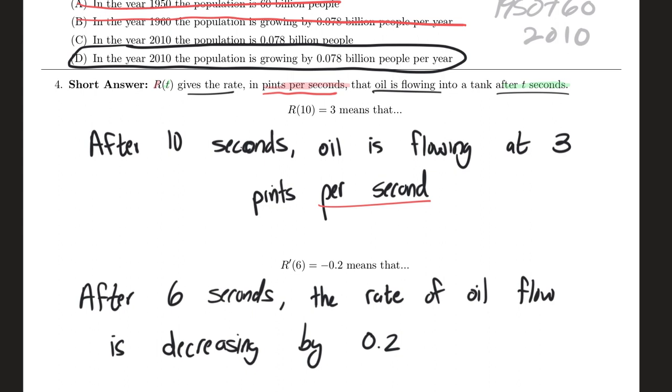And then what of our units? It's pints per second, our original unit, and then per another of our input units. So it's pints per second per second. All right, so 6 is coming from there. This negative tells me it's decreasing. That 0.2 is the rate, and my unit is the original function's unit, and then one more of the input's unit. So it's pints per second is the original, per second is the new one. All right, so that's how you would do this learning objective.